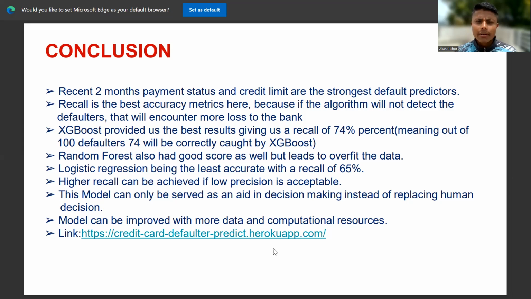Higher recall can be achieved if low precision is acceptable. This model can only serve as an aid in decision making instead of replacing human decision. The model can be improved with more data and computational resources. Thank you.